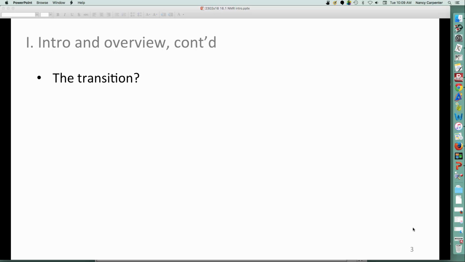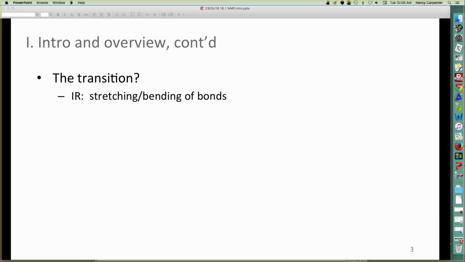So we've learned quite a bit of spectroscopy already. We've learned IR and UV. So what's the difference with those kinds of spectroscopy and NMR? Well, IR transition was that when the molecule or the matter absorbed energy, the bonds either stretch or bend, and that led us to information about functional groups. So that's what we learned, functionality.